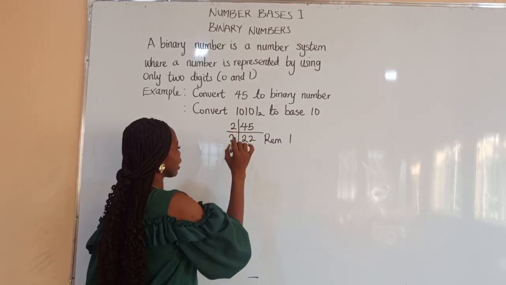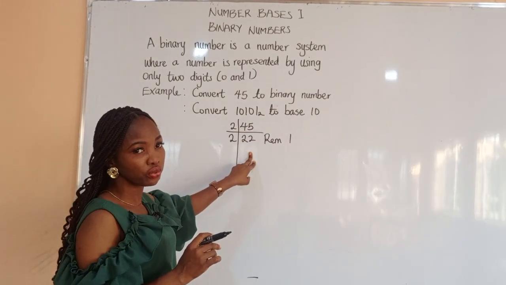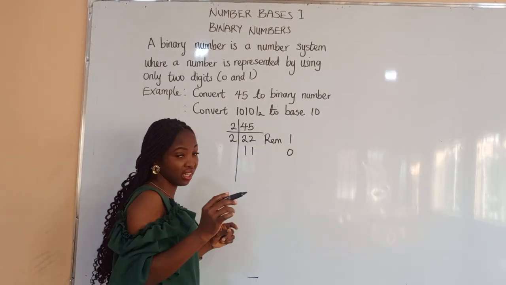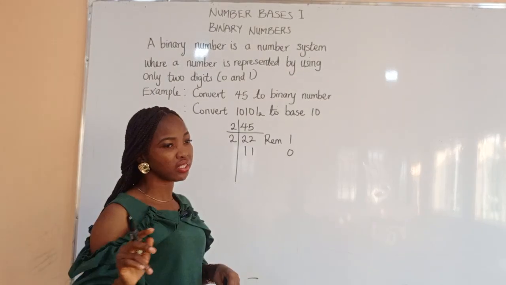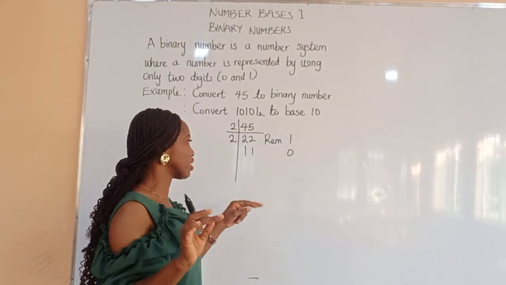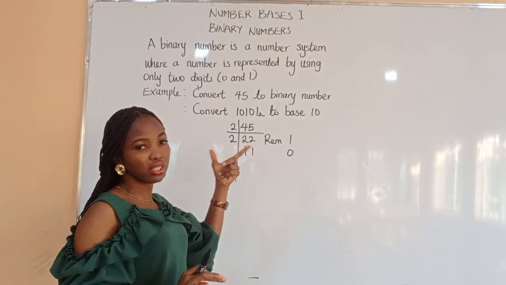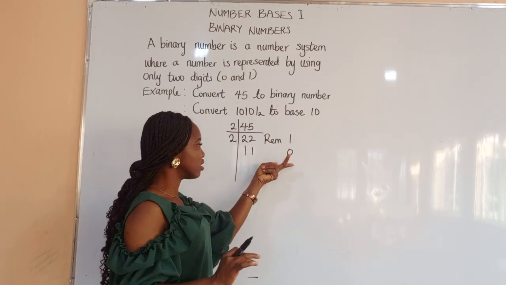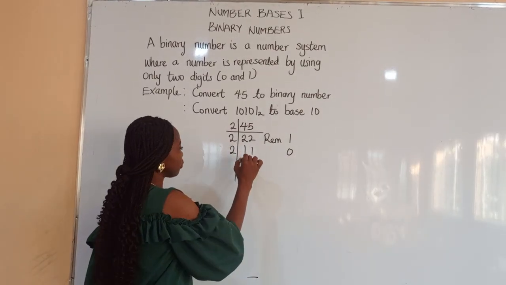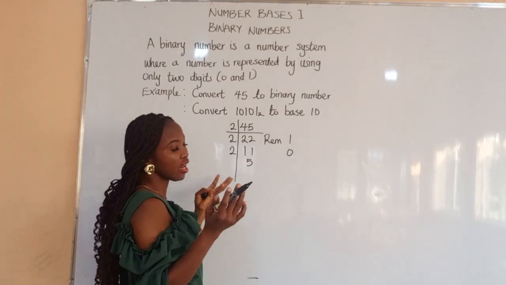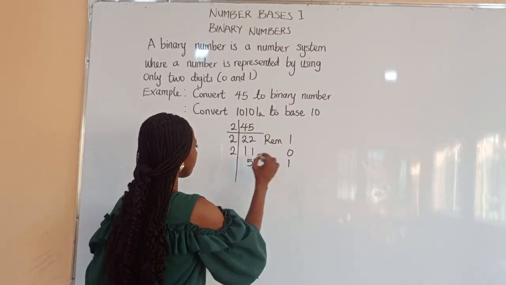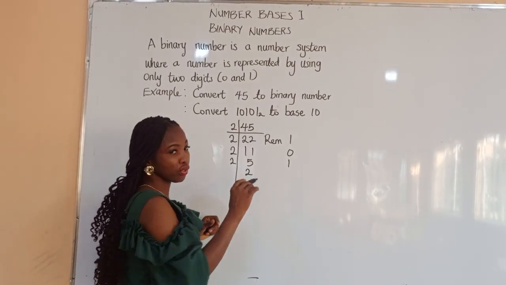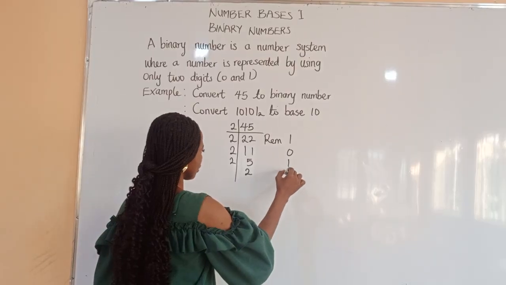So I'm going to use 2 again. 2 divide 22 is going to give me 11, remainder 0. Like I said, in number base there is always a remainder. If you feel there is no remainder, that means it is 0. Since 2 can actually divide 22 to give me 11 without a remainder, that means the remainder is 0. 2 divide 11, we have 5. 2 times 5 is 10. 11 minus 10 is 1. 2 divide 5 is 2. That means 2 times 2 is 4. 5 minus 4 is 1.